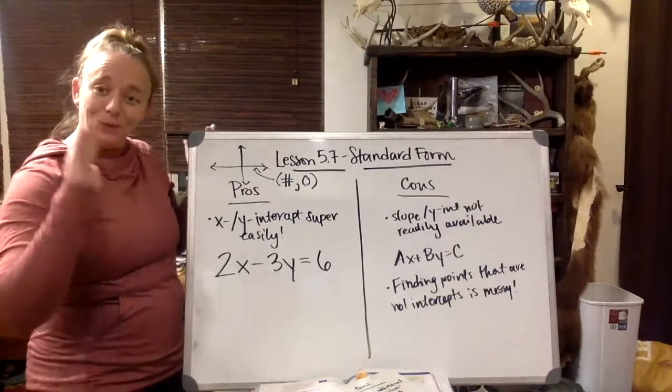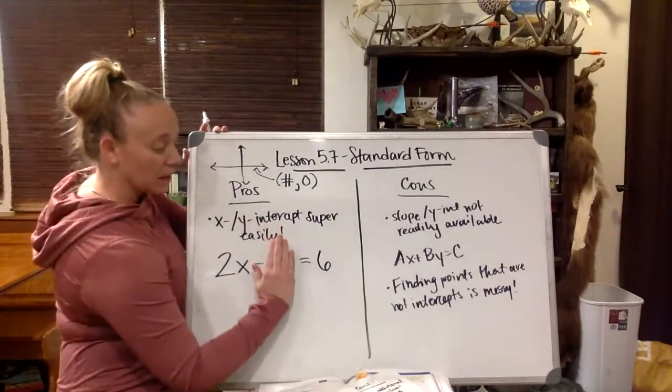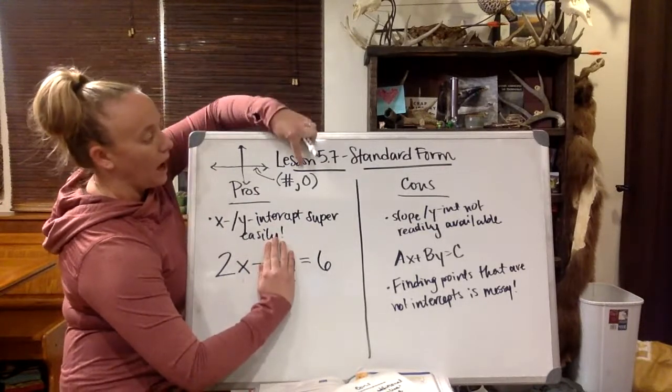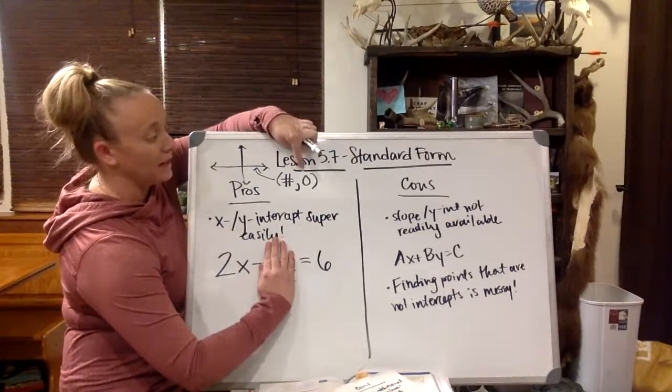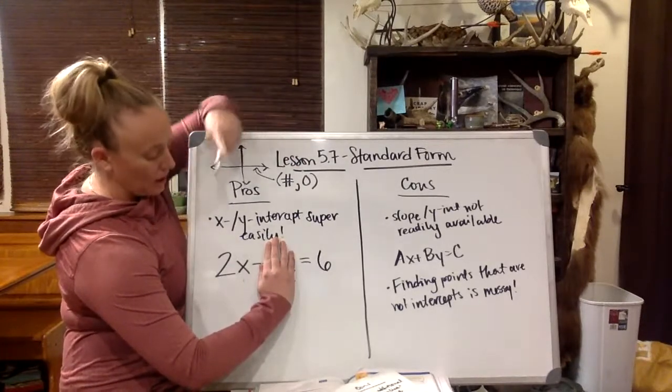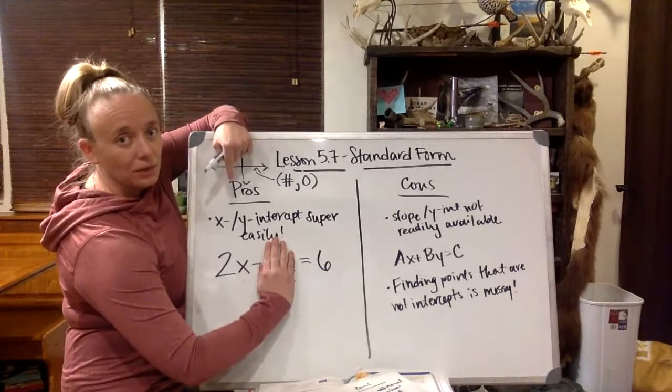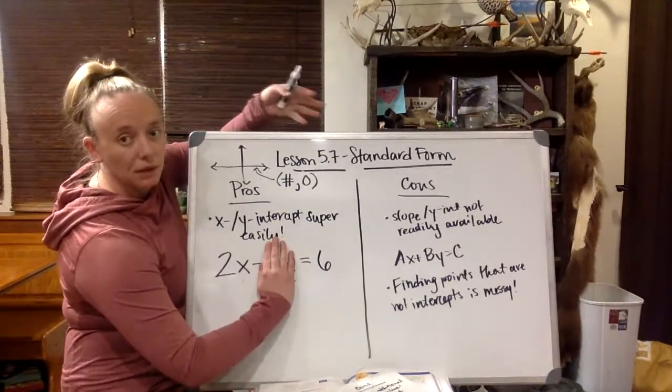We don't even have to worry about it, which is fantastic. That means you can do what I like to do, which is the hand cover up. And you'll see this in your notes. If you do the hand cover up over the y, I can instantly find the x-intercept. So I get 2x is equal to 6. What number does x have to be? Well, it has to be 3 because 2 times 3 equals 6, right?